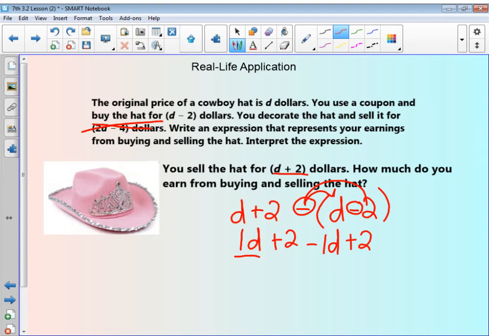Combine our D's. So 1D minus 1D, and then I had a positive 2 and a positive 2. My D's cancel out. 1 minus 1 is 0 D's, which means they're gone. Okay, no D's. 0 D is not any D. 2 plus 2 is 4. We're going to make $4 on that situation.